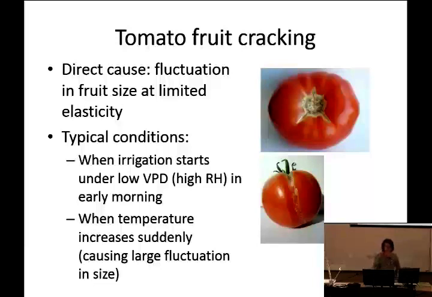Another good example is blossom end rot, which is also reduced water flux going into the fruit, therefore calcium deficiency in the fruit, because big transpiration is going on through the leaf and then allocation to the fruit is limited. So that's also a water-relation-related disease or disorder of the plants. Another example is fruit cracking.